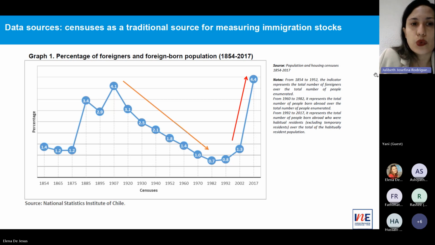And by the time of the 2017 census, a significant increase in immigration had been observed, reaching 4.4% of the total resident population, which was a level of immigration that had not been seen since 1907. So next, please.